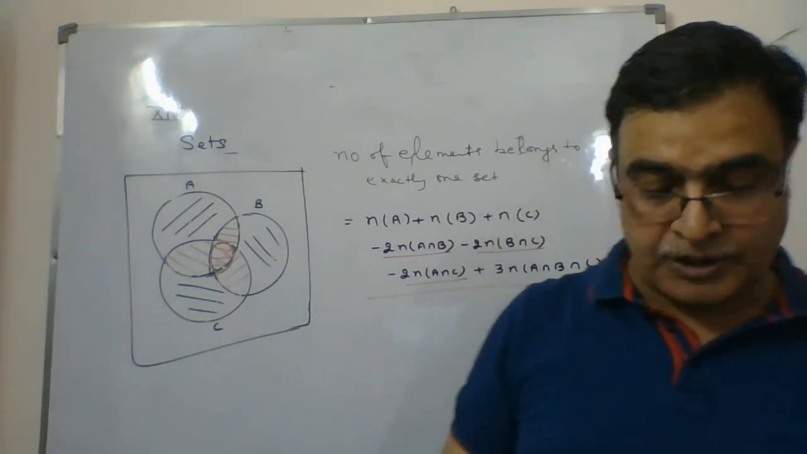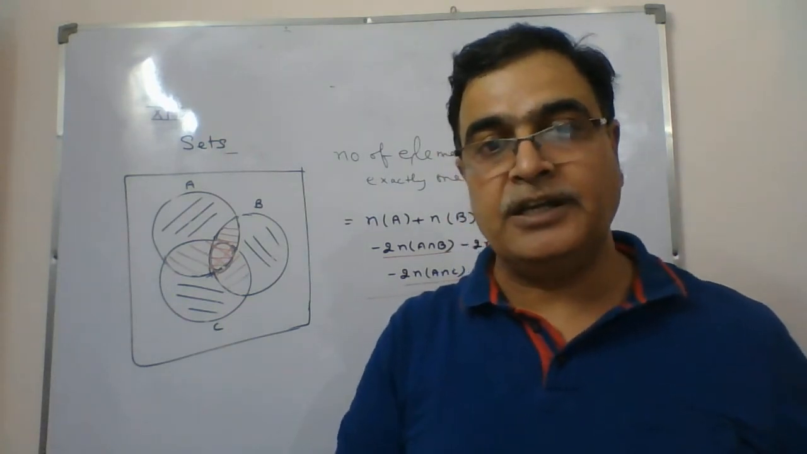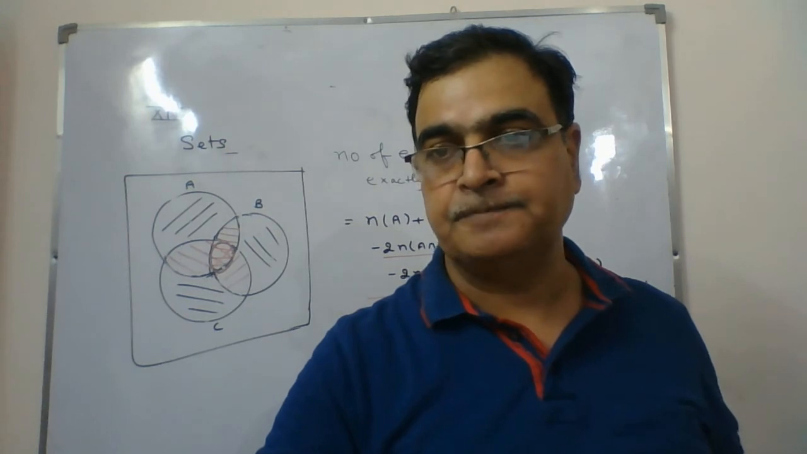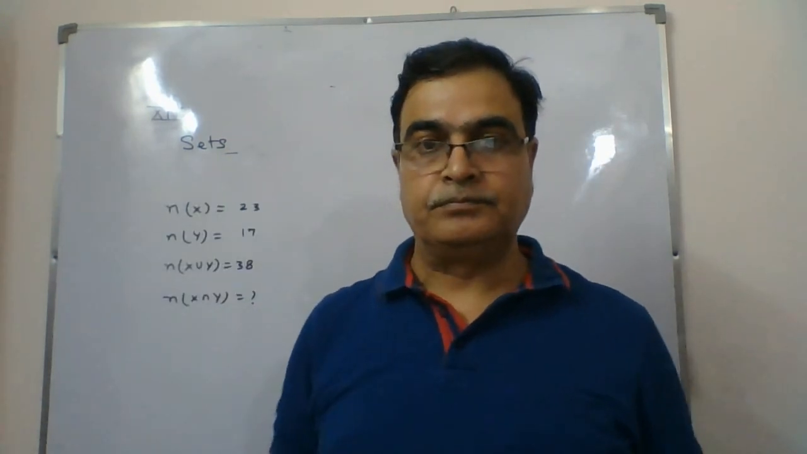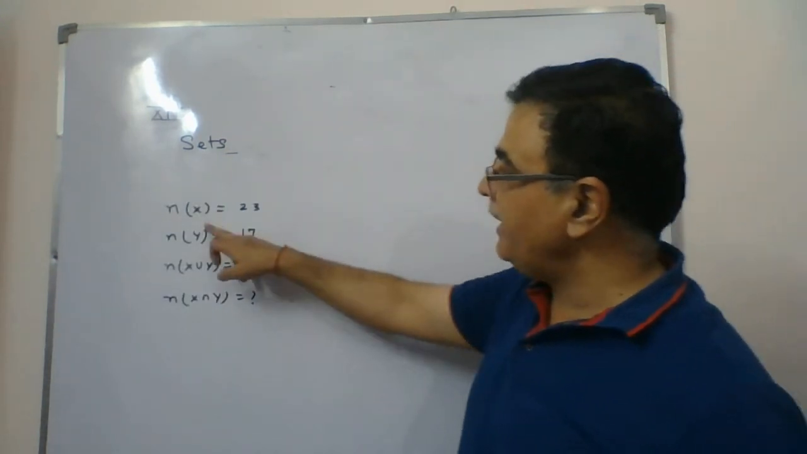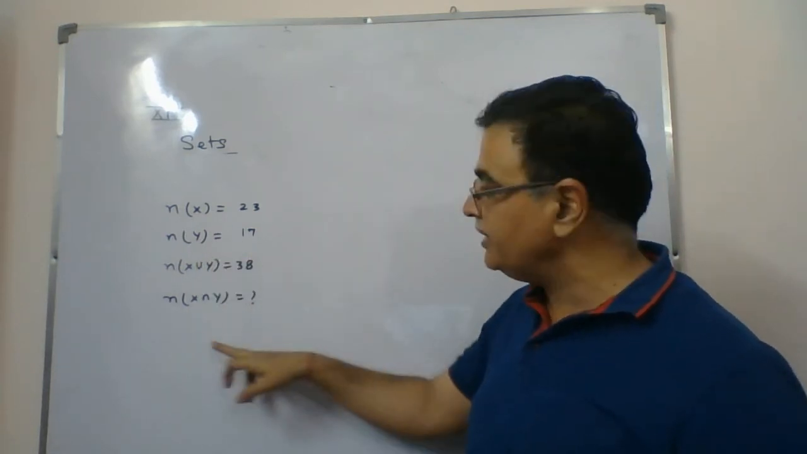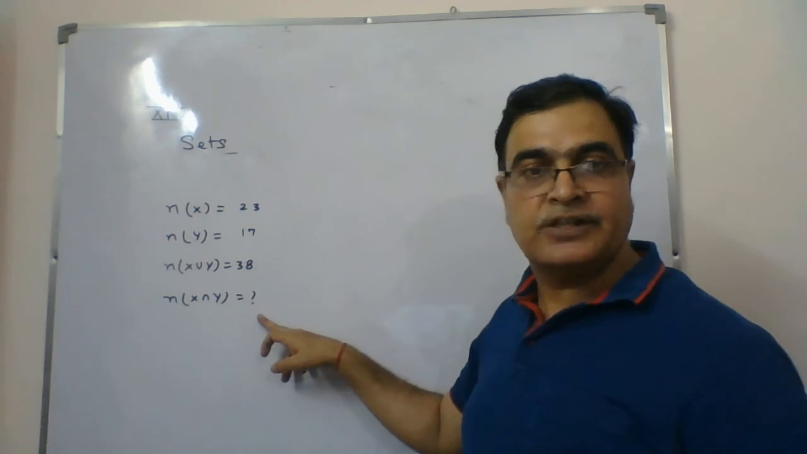Now we are coming to questions one by one. First I am taking question 2 by 2, then we'll go on to question 3 by 3. The first question says you have n(X) is 23, n(Y) is 17, n(X union Y) is 38. We want n(X intersection Y).